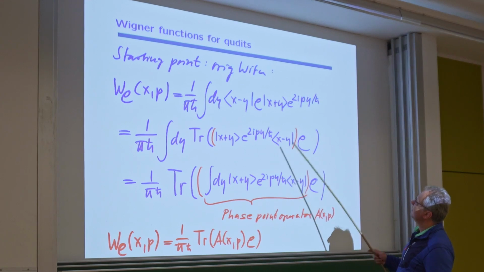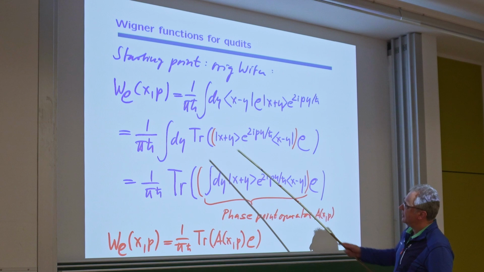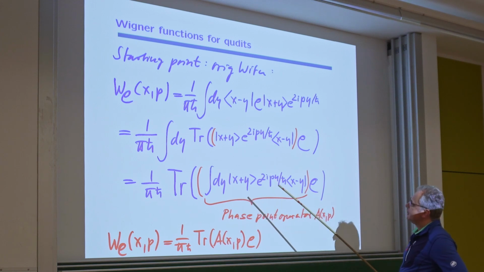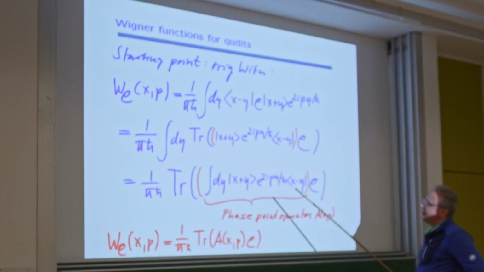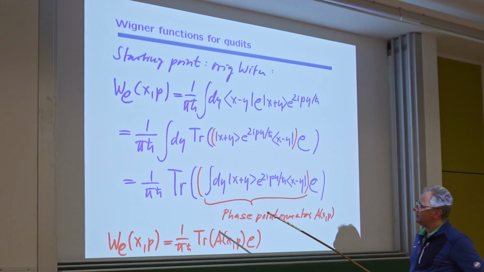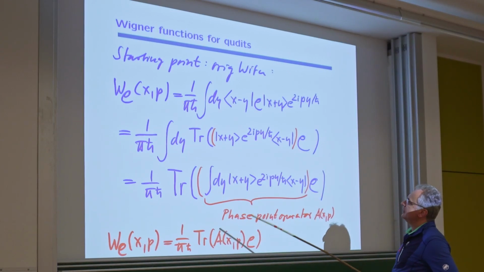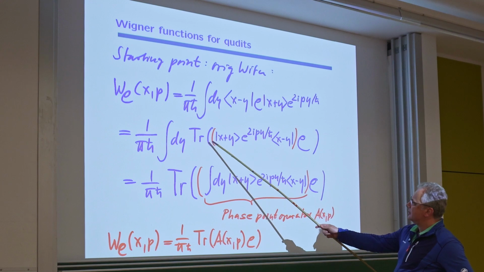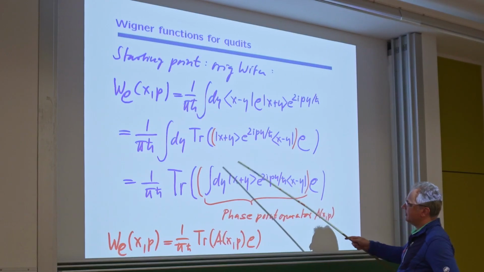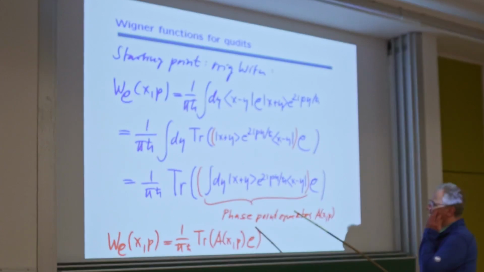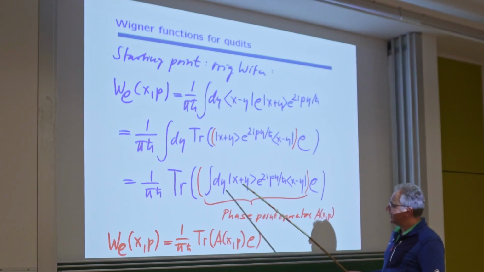All I've done is I've taken the bra, moved it to the other side, and introduced the trace here, keeping the phase factor. And then I thought, oh, maybe it's a good idea to take the integral inside. So we have the trace is a linear operation in its argument, so we can take the integration inside. And so now what we have is the expression down here.